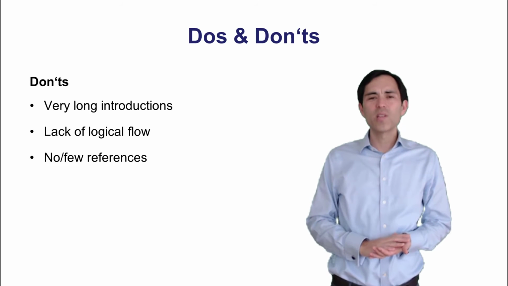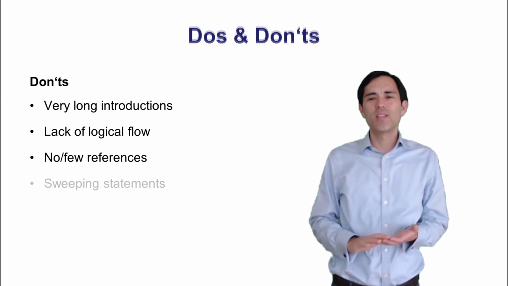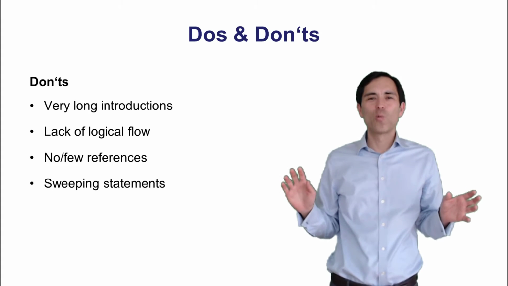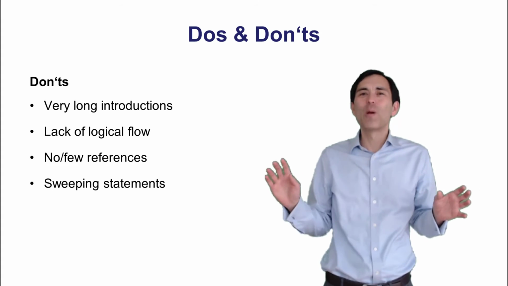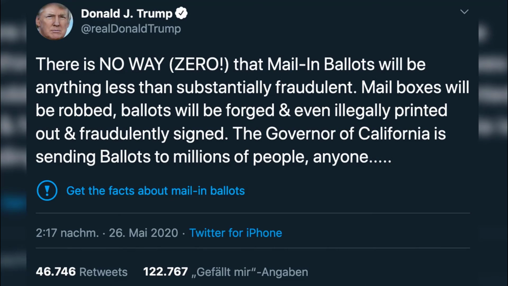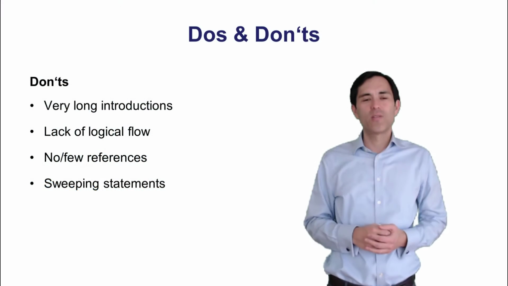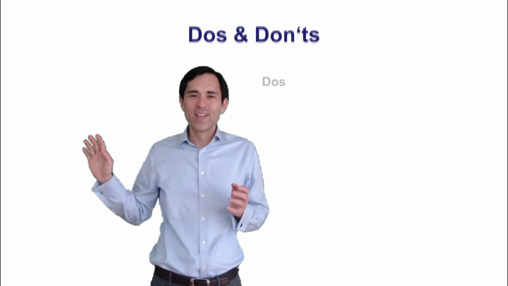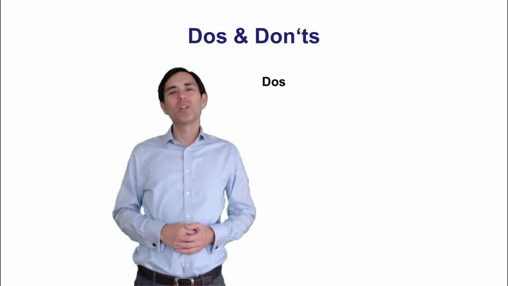Another problem I don't see so often, but sometimes, is these big sweeping statements. Here I think it's important to know what a research paper is. It's not Twitter, where you make some sweeping statements and 1 million people like it and so forth. It's a research paper, so that's different. Alright, these are the don'ts. Please don't do that.